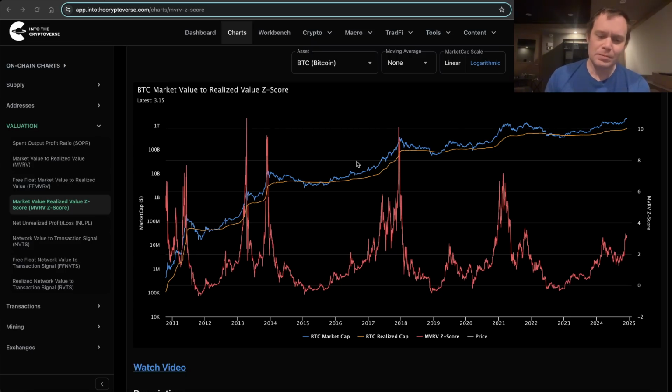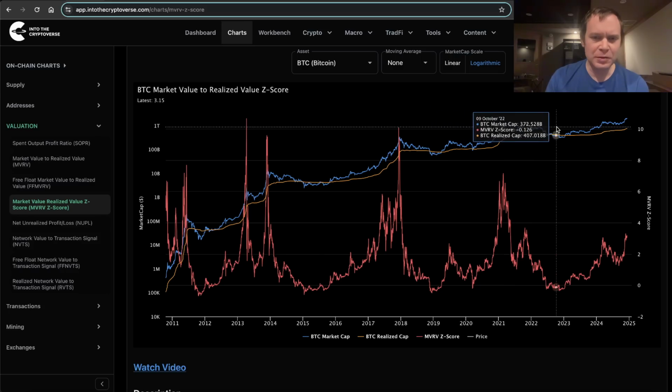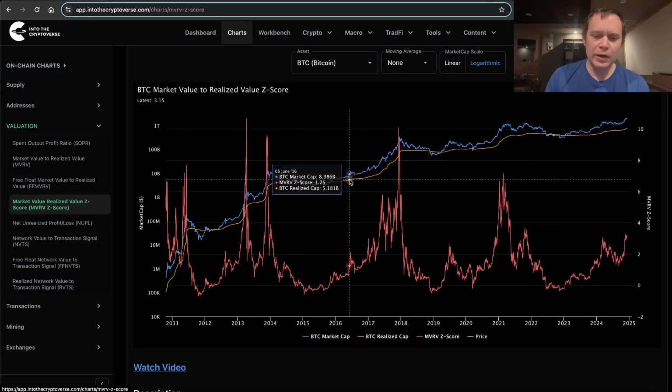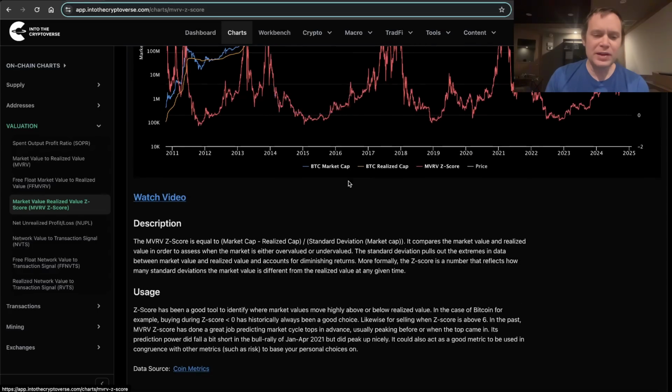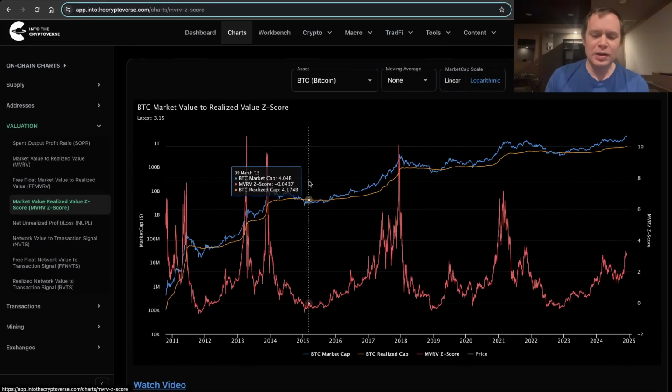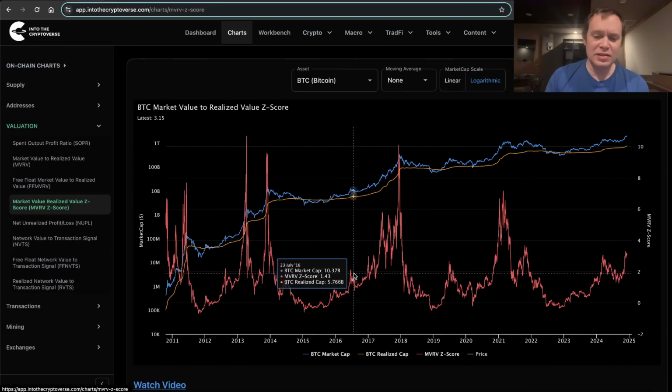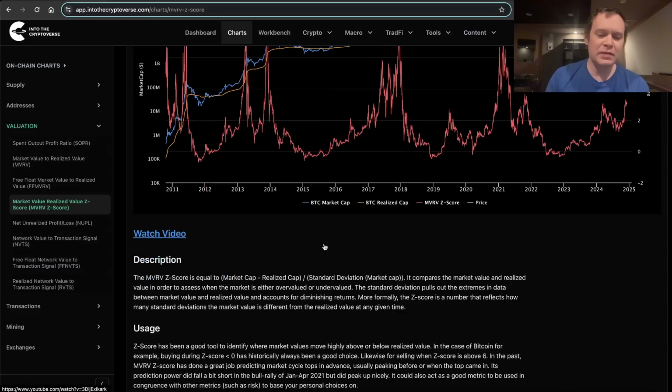So we essentially have three different lines on the chart, right? The first thing we have is the blue line, which is the market cap of Bitcoin. The orange line that's just below the blue line is the realized cap. If you look at this line right here, this is the MVRV Z-score.